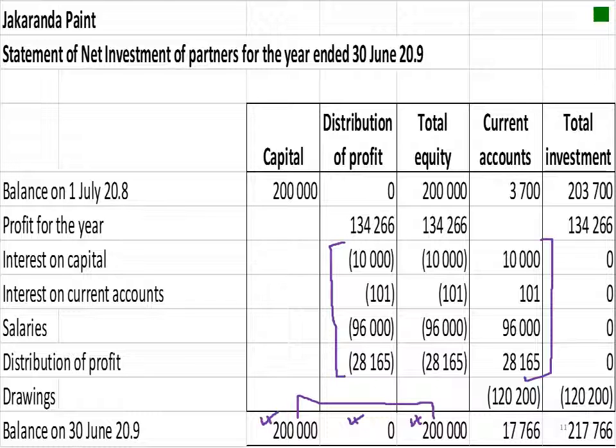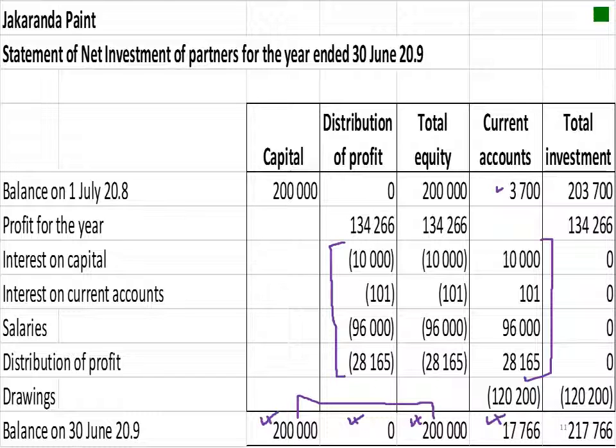If we now add up the current accounts column, the 17,766 is the total that we owe the two partners in their current accounts for the year. We had the opening balance plus the distribution of the profits for the year as interest, salaries, and the balance being distributed, and then we subtracted drawings. So we still owe the partners 17,766.